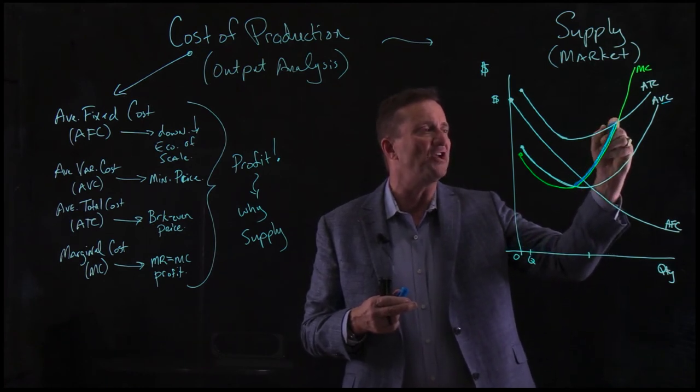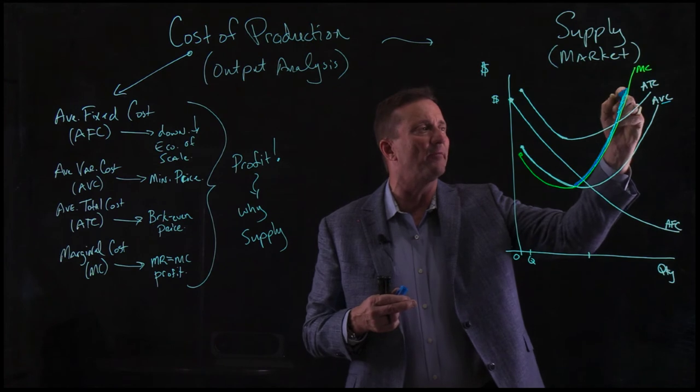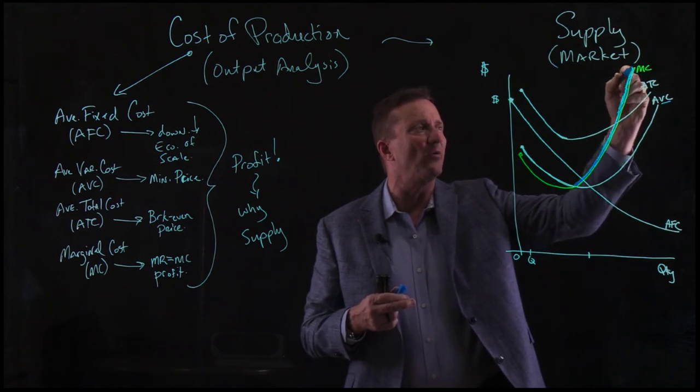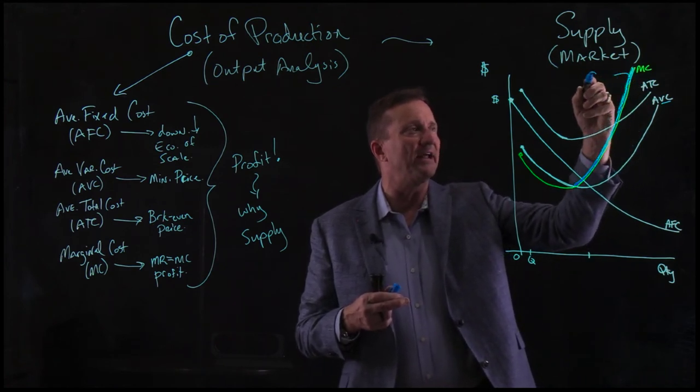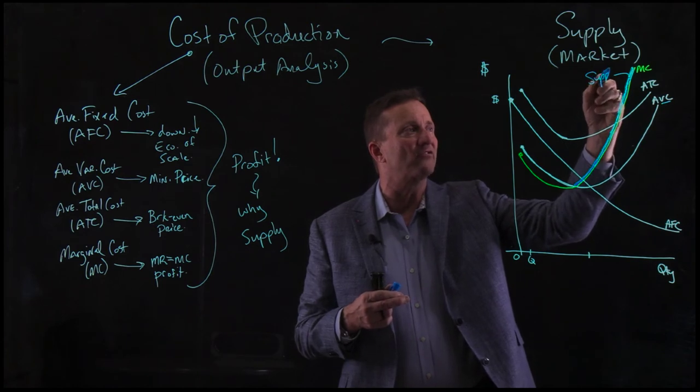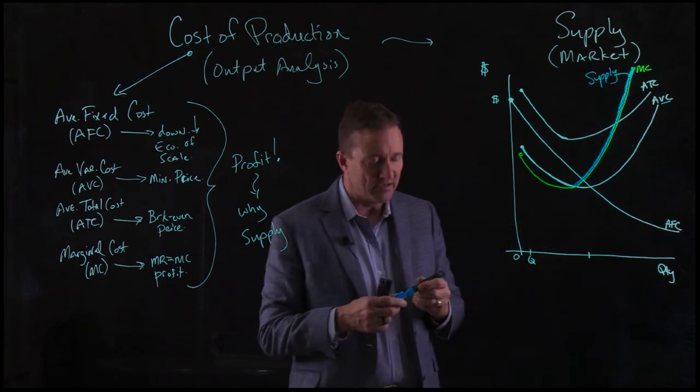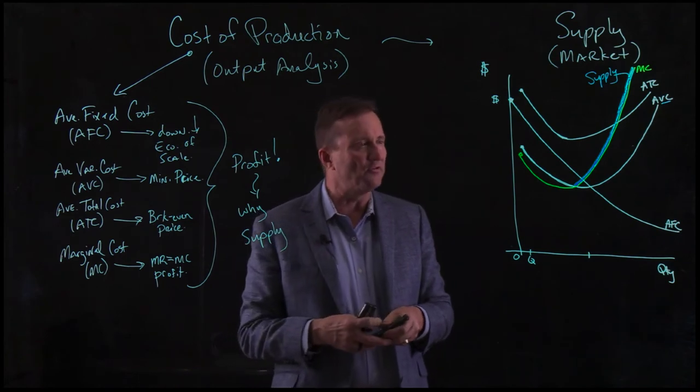And if I just shade it, I'm going to use a different color here to help me explain it. I'm going to shade it all the way up. You actually get a new line, and that is called supply. Because a producer, let's go through the scenario.